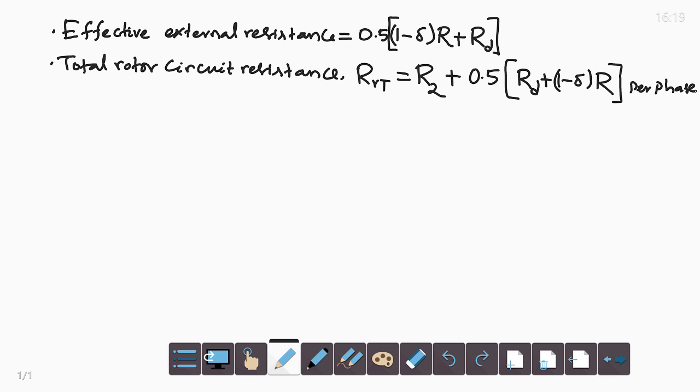Next, let us discuss a closed loop control scheme. So, the principle is to vary the duty ratio delta. When the duty ratio delta is varied, effective total rotor circuit resistance R R T varies, and hence the speed and torque are varied. So, a closed loop control scheme for that we will discuss.